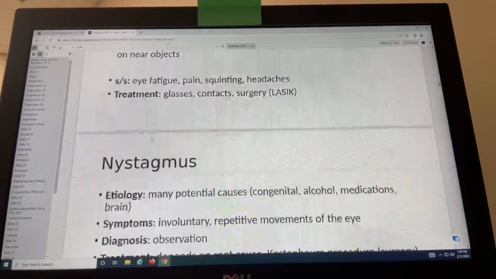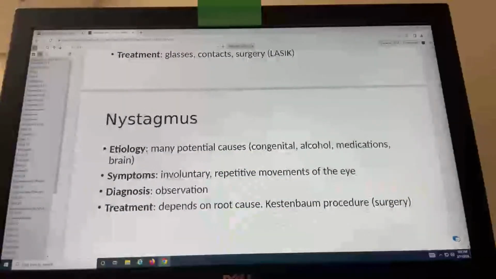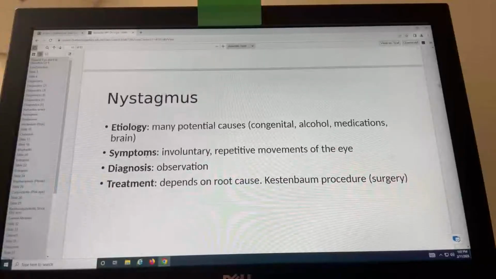All right, then we have nystagmus. I don't know if anybody's ever experienced this. I've had this a couple times when I'm really tired, or I've stayed up too late looking at screens or trying to read. Your eyeballs actually start twitching. I don't know if you've ever seen that. Your eyeballs start having these jerky movements that are uncontrolled, that you're not doing on purpose.